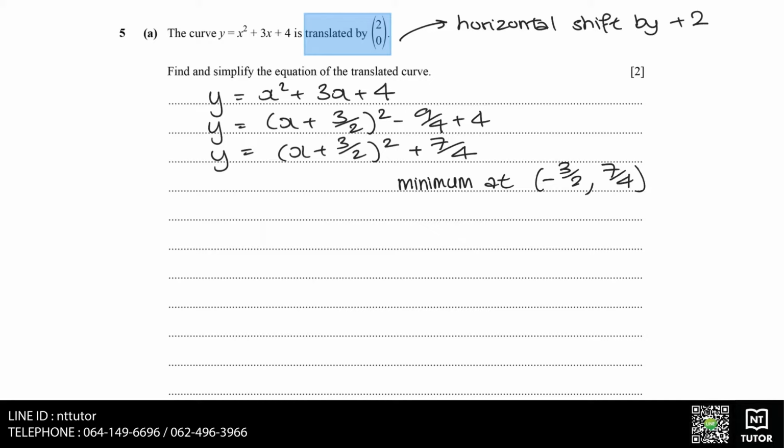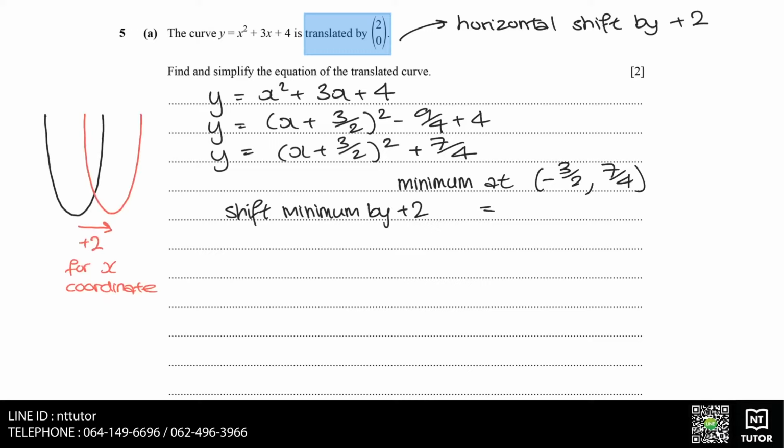If the translated curve is moved to the right by 2 units, then all we need to do is move the x-coordinate of the minimum point by 2 spaces to the right. To do that, we just add 2 to the x-coordinate of the minimum point to get our new minimum point, which is (1/2, 7/4).